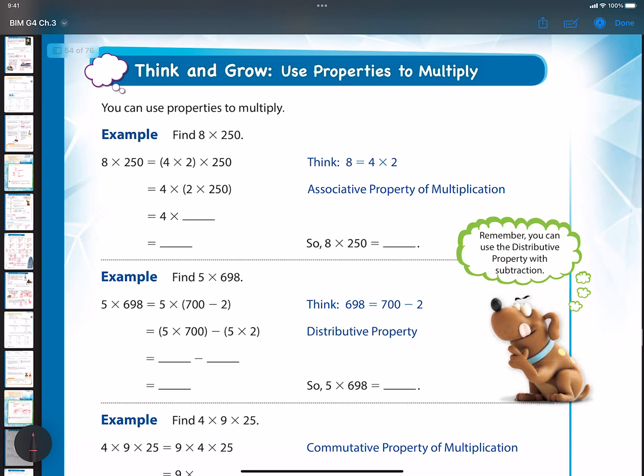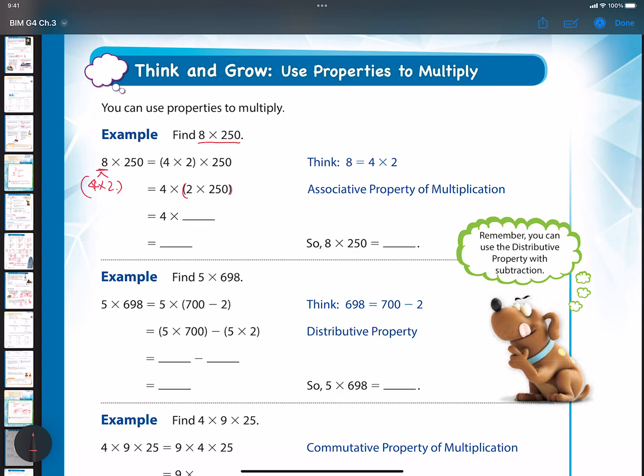All right. Second page. Think and grow. Use properties to multiply. You can use properties to multiply. Example, find 8 times 250. Now they change what? Oh, they use what? Associative property, which is from 8, they split that into what? 4 times 2 this time, multiplication, not the addition, right? And then they change this parentheses to this, which is what?